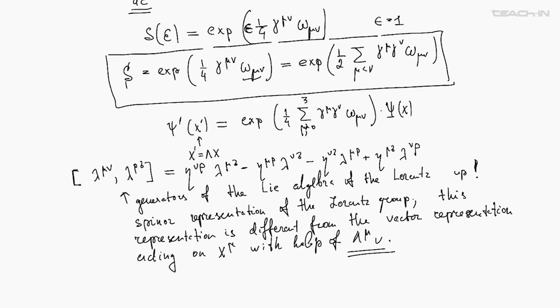Professor, can you explain how we use this lambda mu nu? One question: how we used lambda mu nu in our Dirac equation?